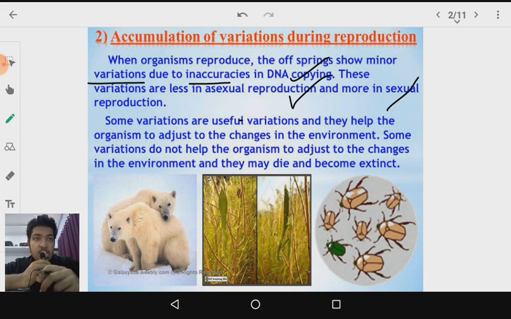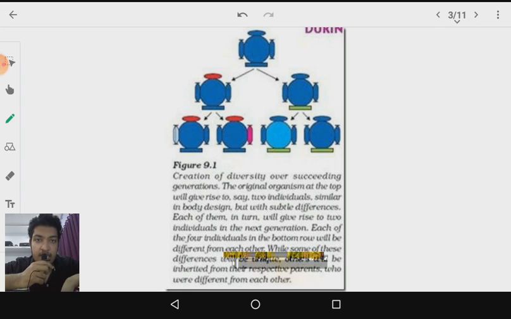Some of these variations are useful variations and they help the organism to adjust to the changes in the environment, whereas certain variations do not help the organism to adjust, and as a result those organisms will die, and those species can become extinct. So some variations are useful, whereas some are harmful for the organism because it can result in the extinction of those species. So let us see one example which is given in NCERT regarding how variation is significant in a bacteria.